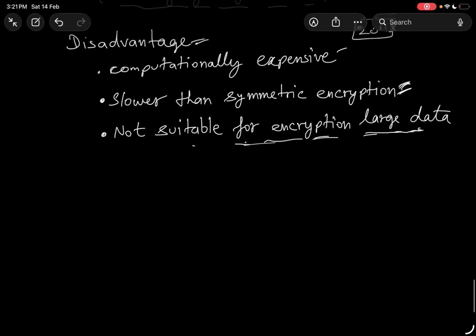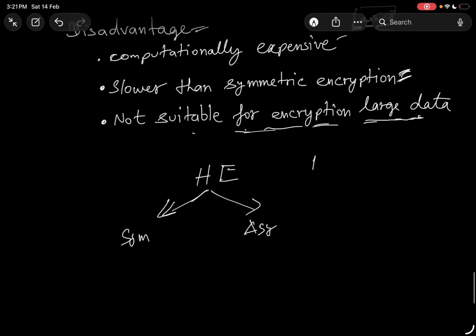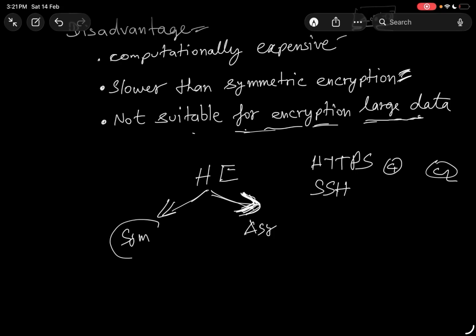Let me tell you one thing: in the real world we use hybrid encryption. So what is hybrid encryption? It uses both symmetric and asymmetric encryption. For example, HTTPS uses both. Then you have SSH. First, asymmetric encryption is used for authentication and key exchange. When the single key is exchanged between client 1 and client 2, it then uses symmetric encryption to encrypt and decrypt the data.